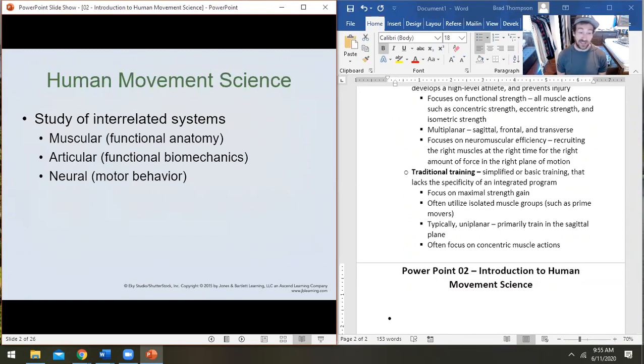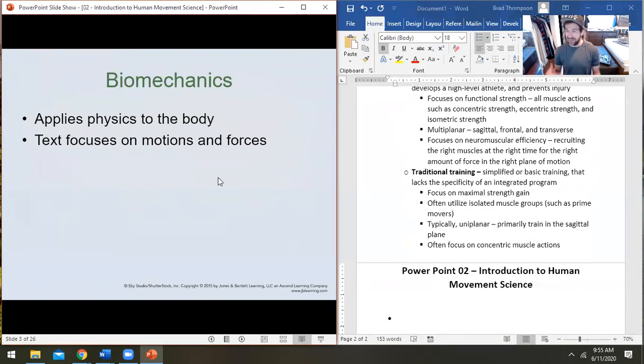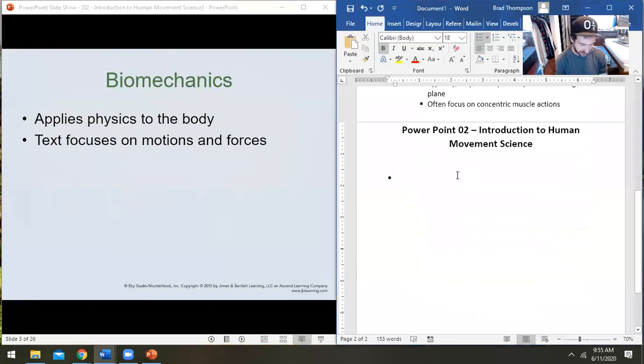And then you have neural, which is your motor behavior, right? That's how your nervous system controls all that stuff that we just talked about. So that's the study of the human movement system. And we use a big term to describe all of this, which is biomechanics, right? So biomechanics is the study of how our body interacts with external forces, right?